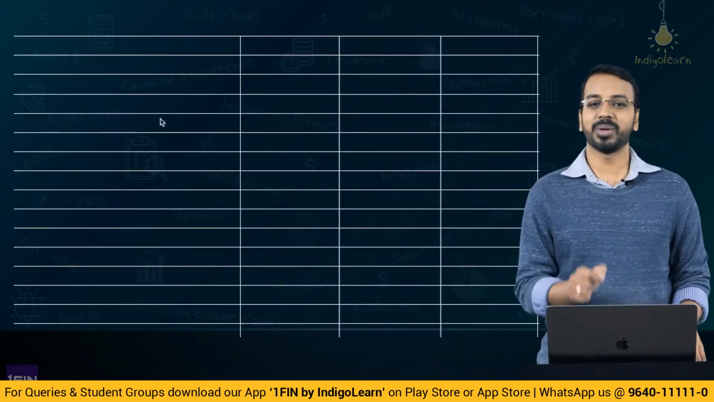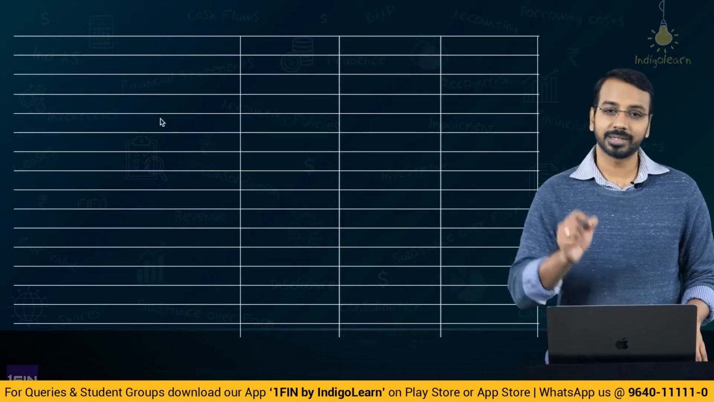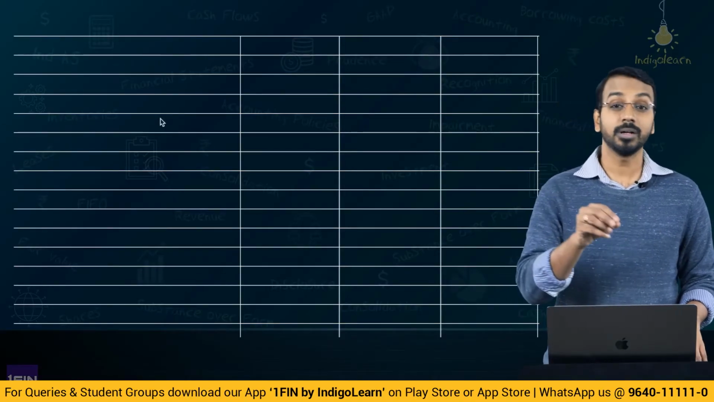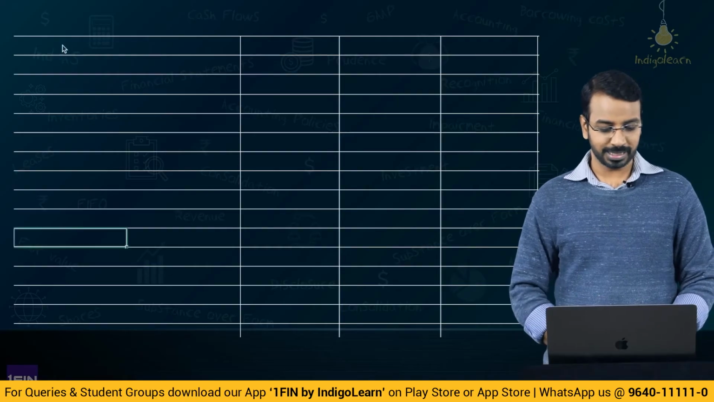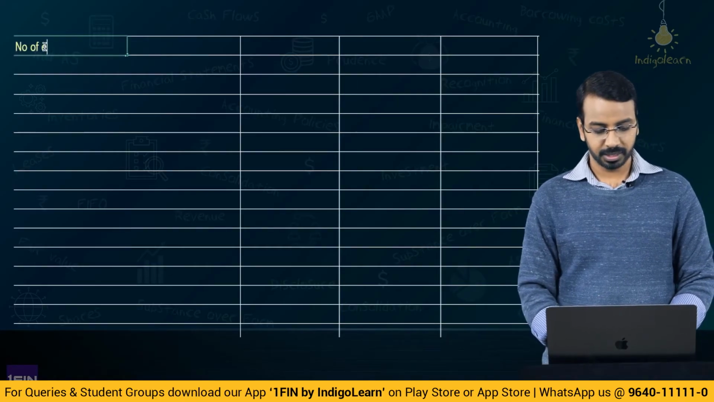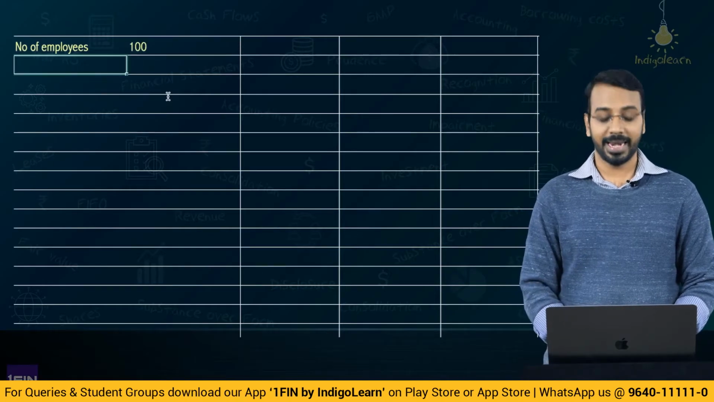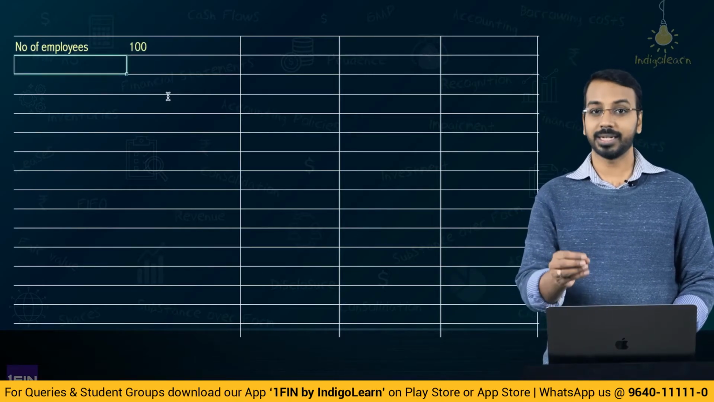Let's now take an example and understand a cash settled transaction. Now here we are talking about a payment based on the share price. So say for example we have number of employees 100, and each employee is entitled to, let us say, 10 shares.